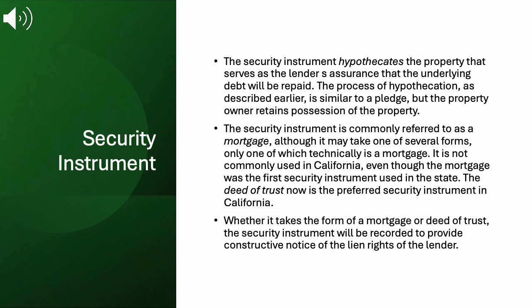Security instrument. The security instrument hypothecates the property that serves as the lender's assurance that the underlying debt will be repaid. The process of hypothecation, as described earlier, is similar to a pledge, but the property owner retains possession of the property. The security instrument is commonly referred to as a mortgage, although it may take one of several forms, only one of which technically is a mortgage. It is not commonly used in California, even though the mortgage was the first security instrument used in the state. The deed of trust now is the preferred security instrument in California. Whether it takes the form of a mortgage or deed of trust, the security instrument will be recorded to provide constructive notice of the lien rights of the lender.